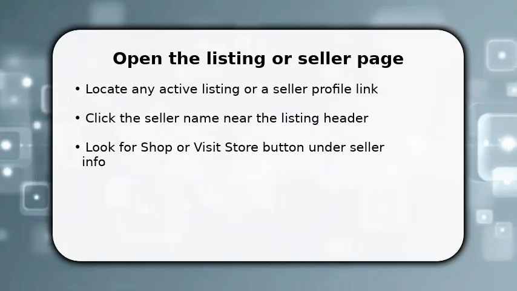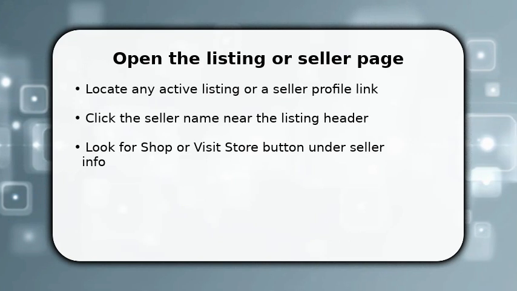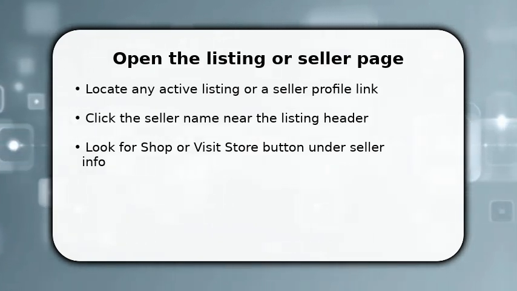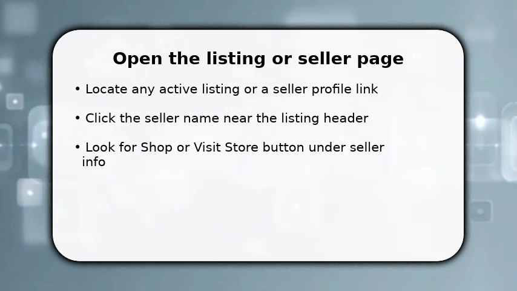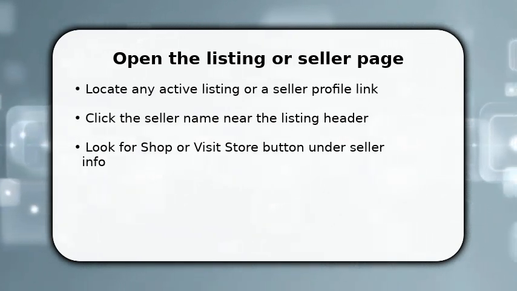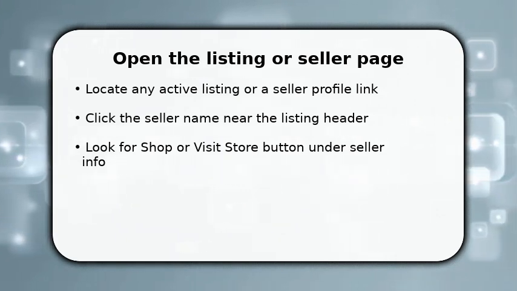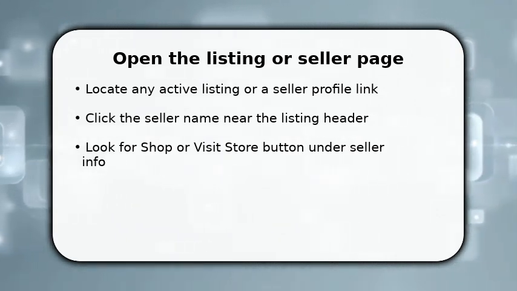You start on an item listing or search result. Open any listing from the seller you're investigating. Once there, focus on the seller name shown near price and shipping details. Click it. If the seller operates a store, you'll see a Shop or Visit Store button under their profile. Click that to reveal the store name.